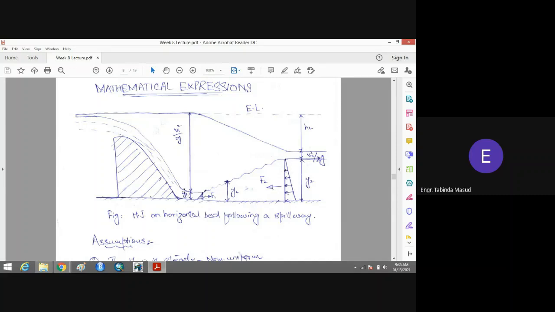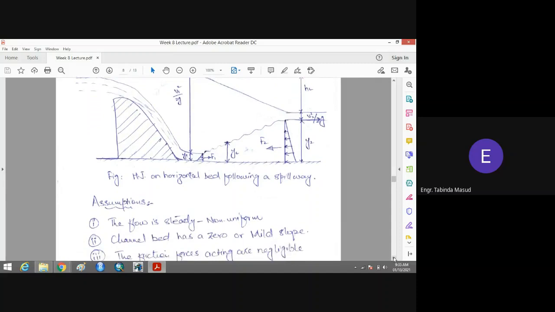Okay, here you can see that the depth of the flow is very small and velocity head is very large. Here you can see that the depth of the flow is very large and the velocity head is very small, and this is the head loss.